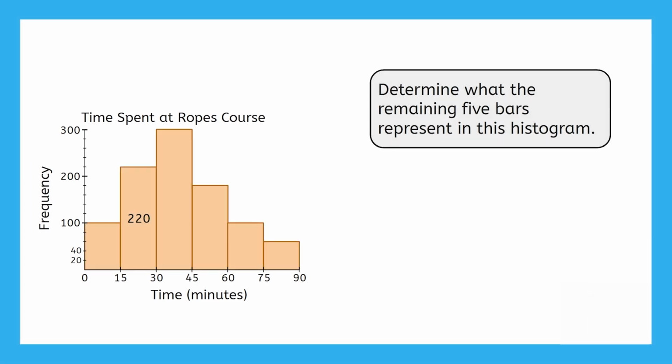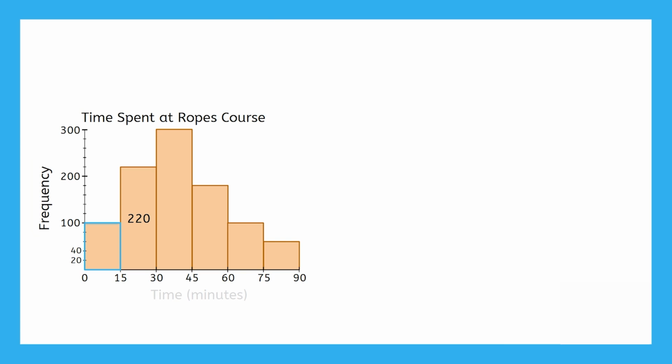Let's go over them. This bar represents 100 people who spent between 0 and 15 minutes at the ropes course. This next bar tells us that 300 people spent between 30 and 45 minutes there. Then 180 people spent between 45 and 60 minutes. 100 people spent between 60 and 75 minutes. And finally, 60 people spent between 75 and 90 minutes at the ropes course.